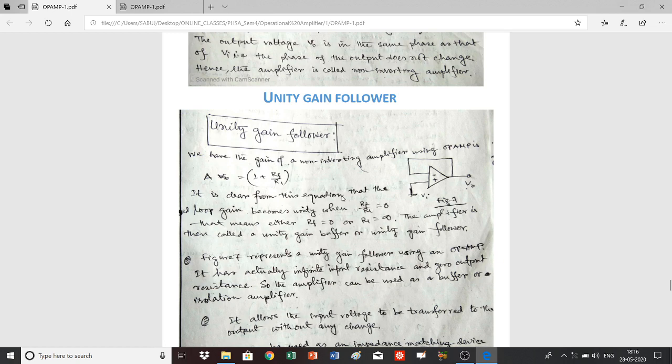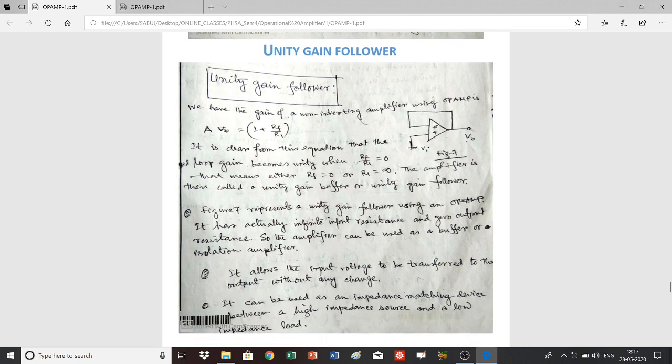And such a circuit diagram is shown here. Here, a connecting wire is connected to the output voltage, which actually has zero resistance. That means R2 is equal to 0 here. And since the OPAMP has impedance infinity, the input resistance here R1 is equal to infinity. So this diagram is nothing but a unity gain follower or unity gain buffer. And so figure 7 represents a unity gain follower, and it has some applications.